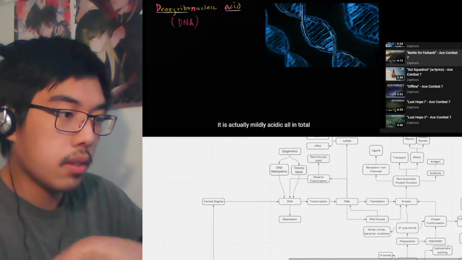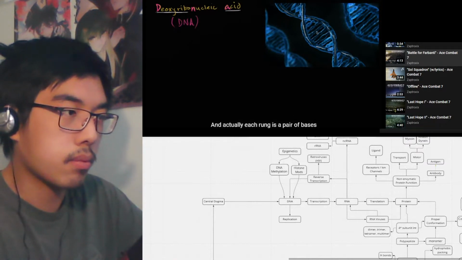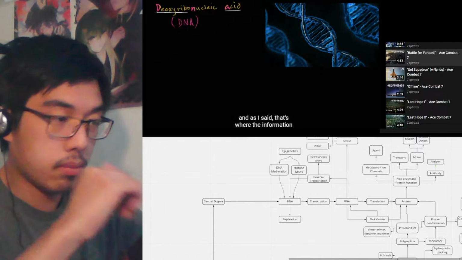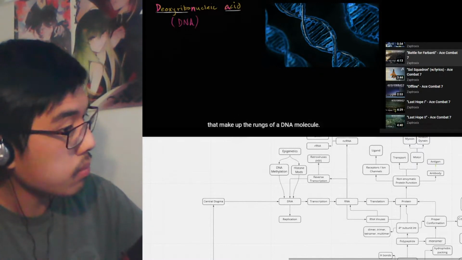Also, it is actually mildly acidic all in total, but for every acid, it actually also has a base, and those bases form the rungs of the ladders. And actually, each rung is a pair of bases. And as I said, that's where the information is actually stored. What am I talking about? Well, let me talk about the 4 different bases that make up the rungs of a DNA molecule.